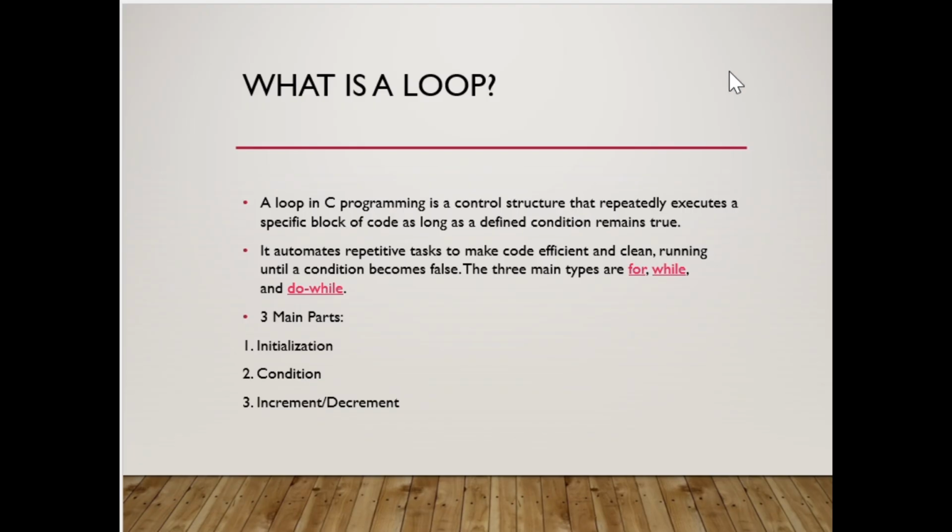A loop mainly has three important parts. Initialization, where the loop starts. Condition, the rule that decides whether the loop continues or stops. Increment or decrement, updating the value after each iteration. These three components together control the loop execution.